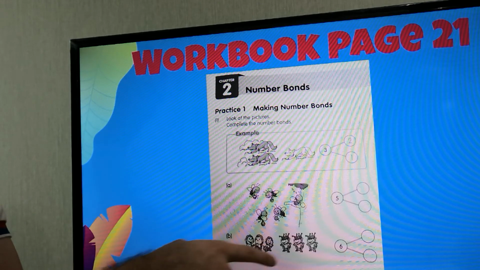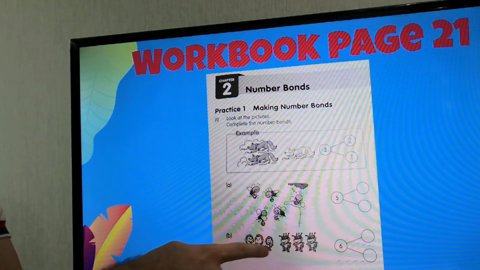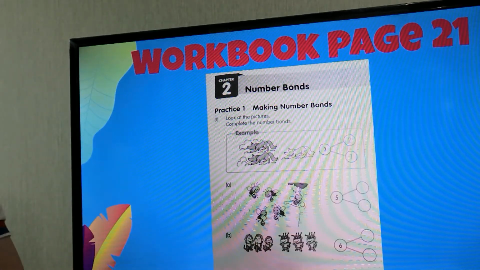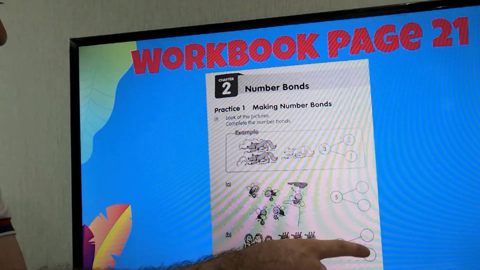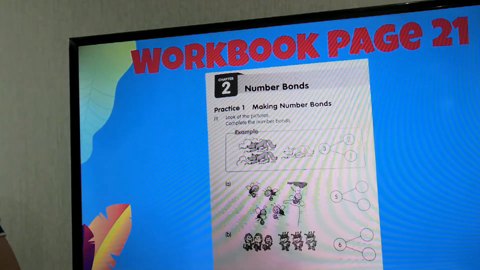What about the monkeys? 3 monkeys are wearing hats. 1, 2, 3. 3 monkeys have no hats. So that's my 2 groups. 3 hats, 3 no hats. So I can write 3 and 3 together. Give me 6 monkeys total.